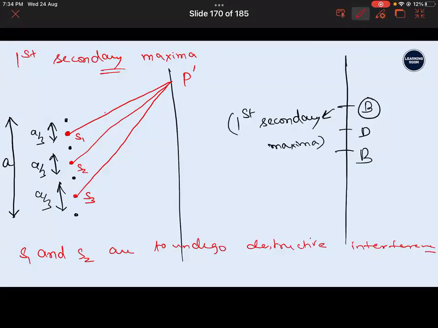Any two rays: if S1, S2 are successive rays, S1P dash and S2P dash, what should be the path difference? Otherwise, S1, S3 would be lambda; I took them as successive. Then S2P dash minus S1P dash should be equal to lambda by 2.